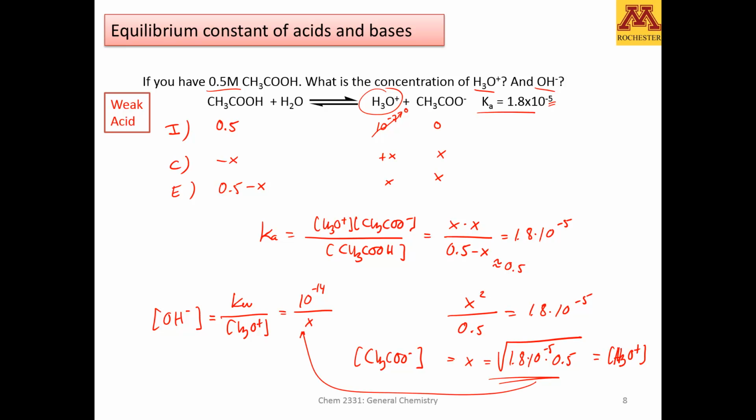So there you go. We can find the concentration of hydroxides and the concentration of hydronium in solution, in this case, for an acid reaction. In the next video, we will solve the same for a basic reaction and for a neutral reaction.